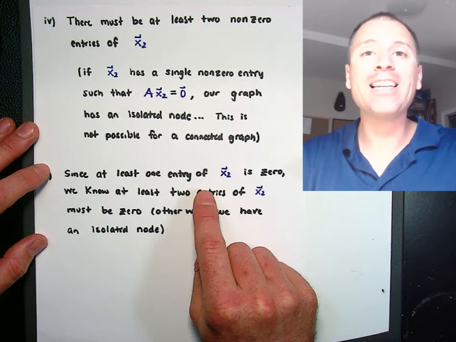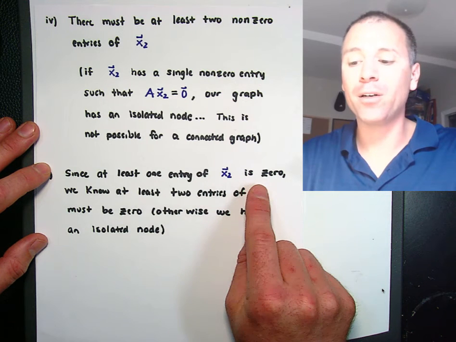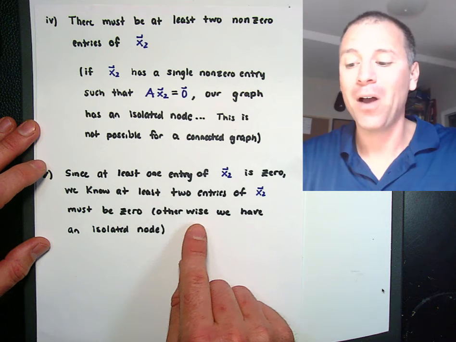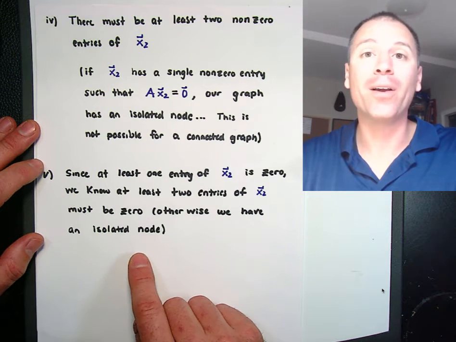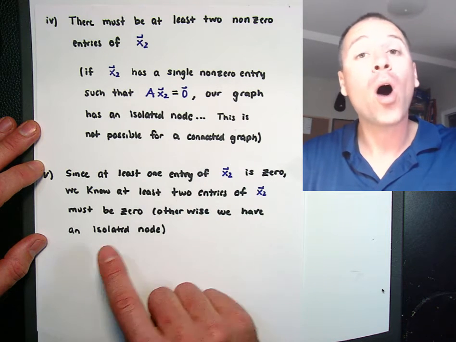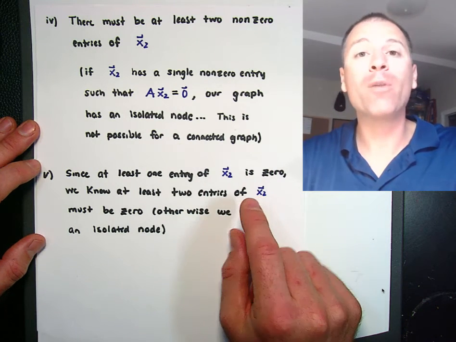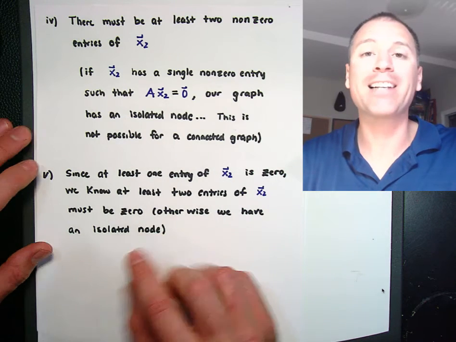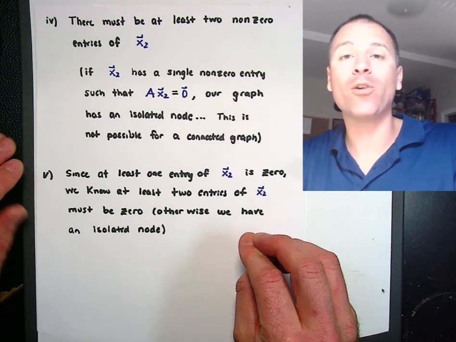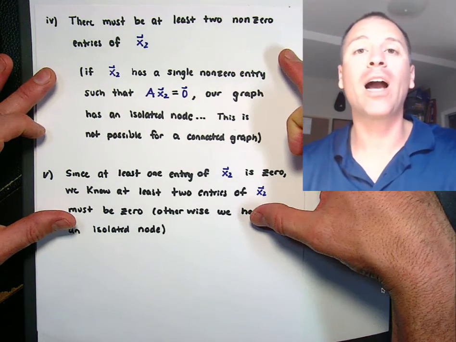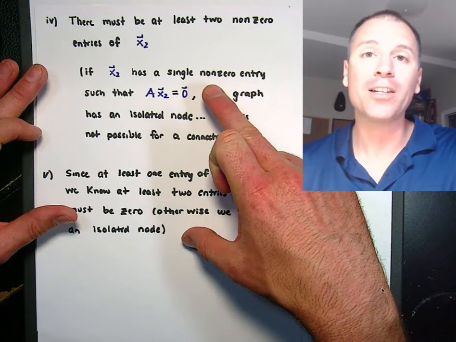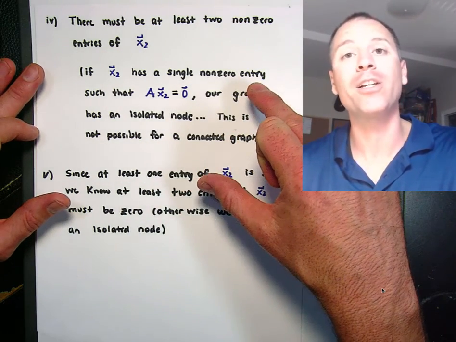Moreover, because we know that at least one of the entries of x2 should be 0, that immediately implies that at least two of the entries of x2 should be 0. Otherwise, we would have an isolated node. If you had only one entry of x2 to be 0 and all other ones were non-zero, that would mean you had a cluster of nodes. In fact, f minus 1 nodes were connected together, and one of them wasn't connected. So these two are kind of the dual of each other. There should be at least two non-zero and at least two 0 entries of x2.